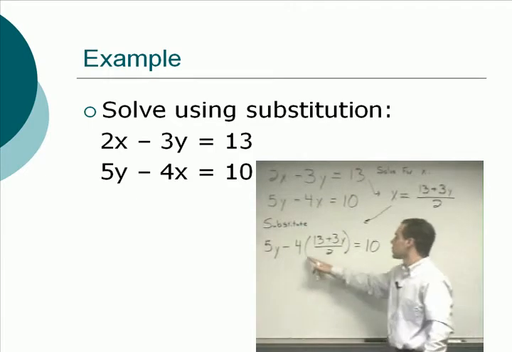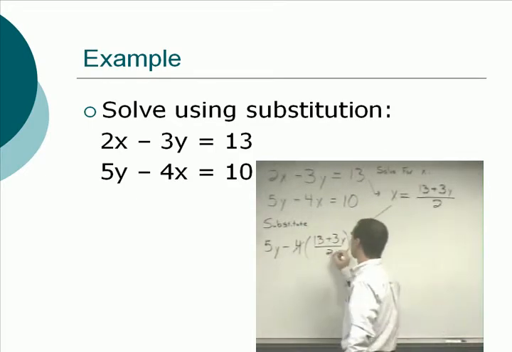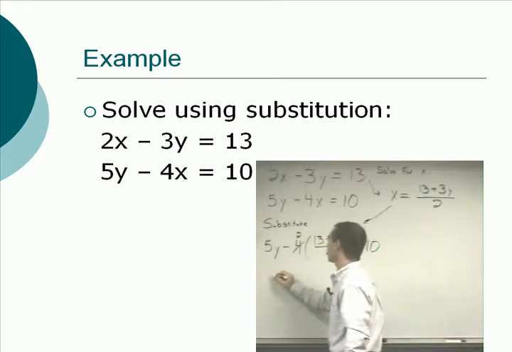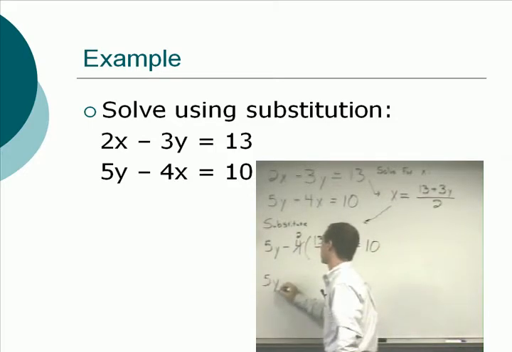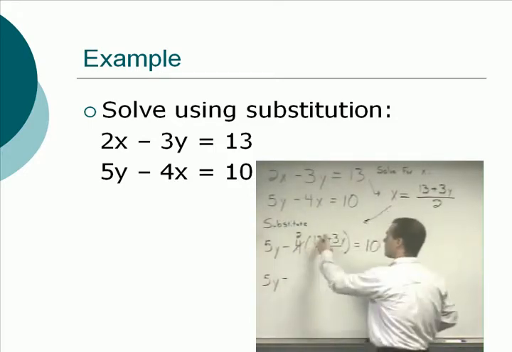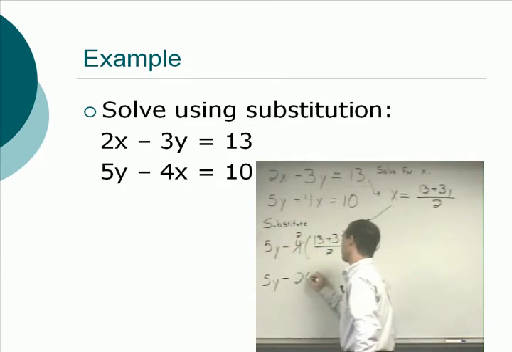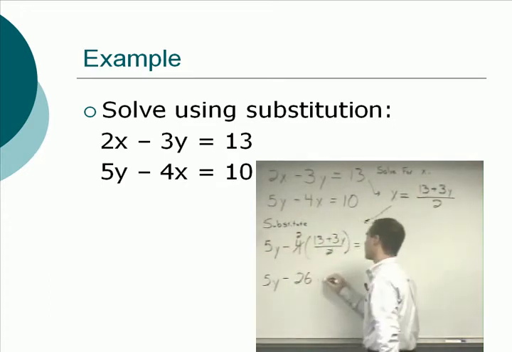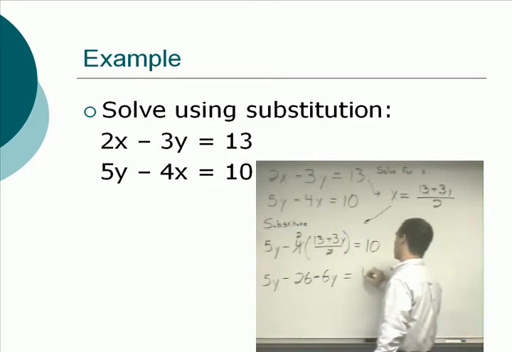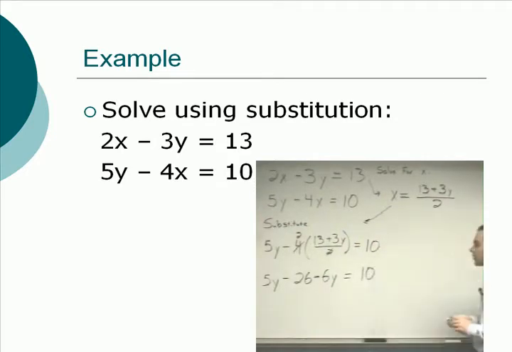So let's solve that. The 4 and the 2 are going to cancel here, and we're left with 5y minus 2 times 13, that's minus 26, minus 6y equals 10. Let's stop there for a minute. Everybody agree with that? I'm kind of condensing steps a little bit.